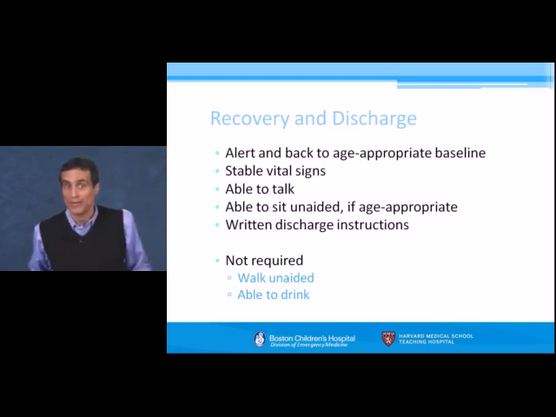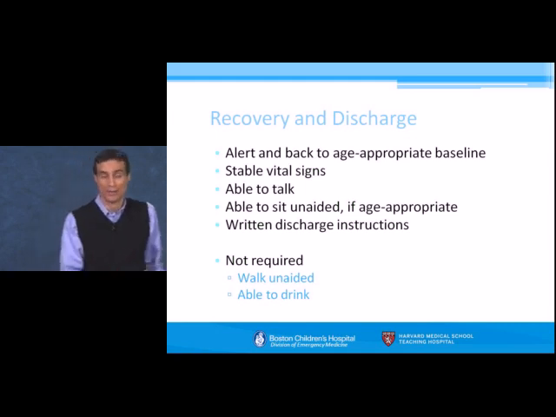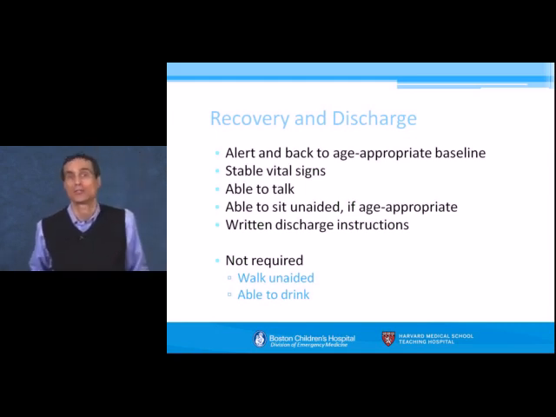They need to have stable vital signs. They need to be able to talk. They need to be able to sit unaided, if age-appropriate. And you need to give the accompanying adult written discharge instructions. They do not need to be able to walk unaided. So they can have truncal ataxia. They can have gait ataxia, but they can't have truncal ataxia.